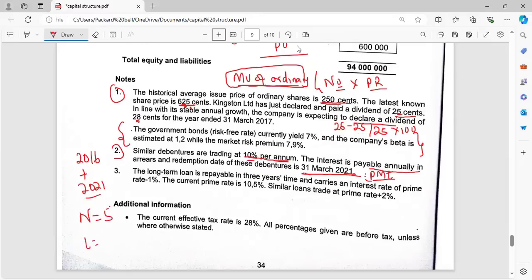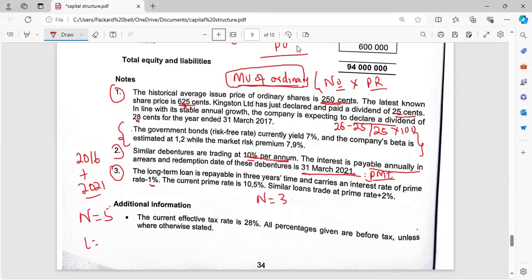Right, then let's look at number 3. We're going to do the calculation. I'm just trying to elaborate so that when we do the calculations, we all know what is happening. Right, then number 3, they say the long-term loan is repayable in 3 years' time. So you already have your N. Your N for a long-term loan is 3 and carries an interest rate of prime rate minus 1%.